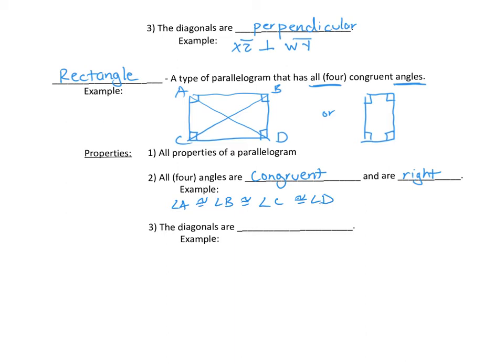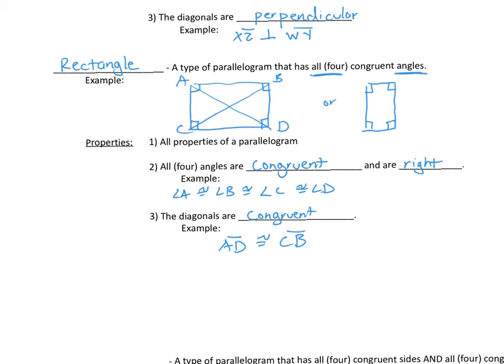And the diagonals are also congruent. The diagonal here, AD, has to be congruent to CB. Right? Moving on.